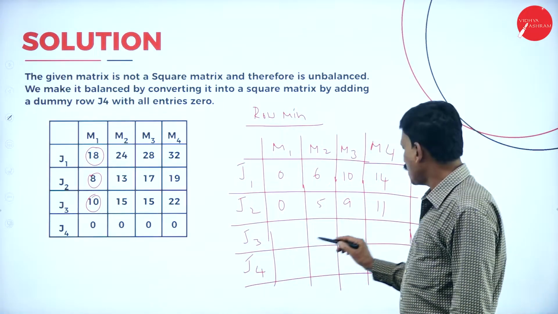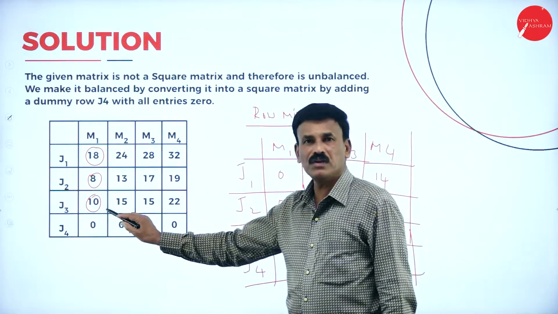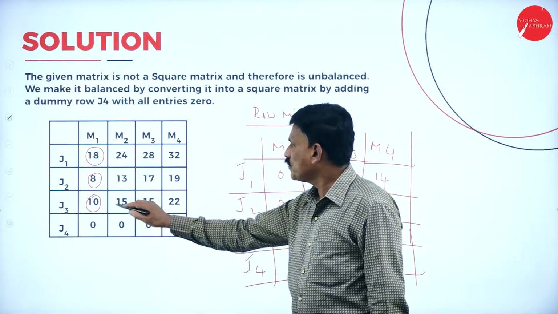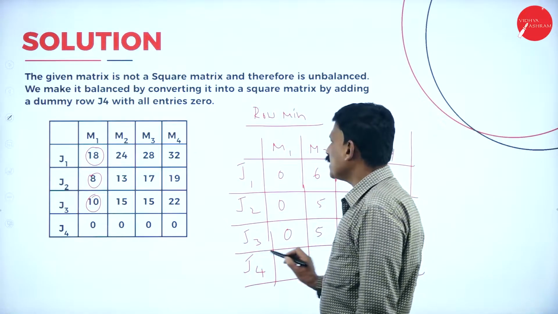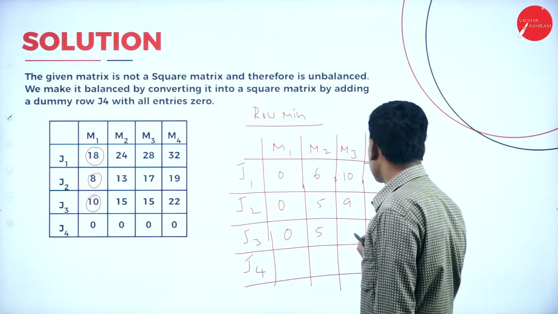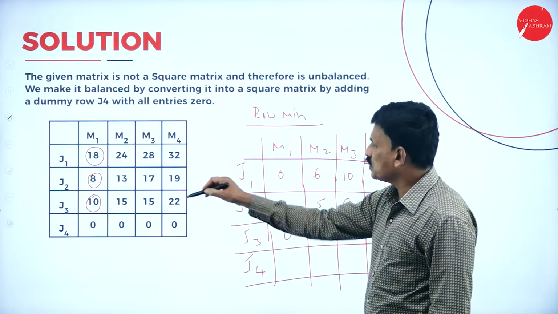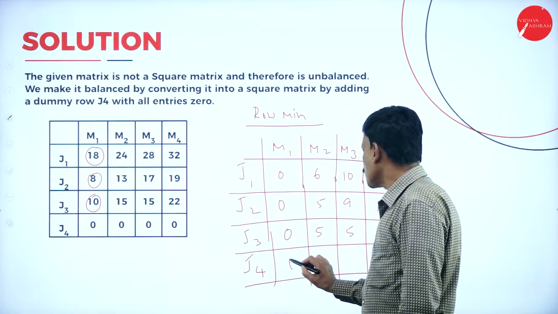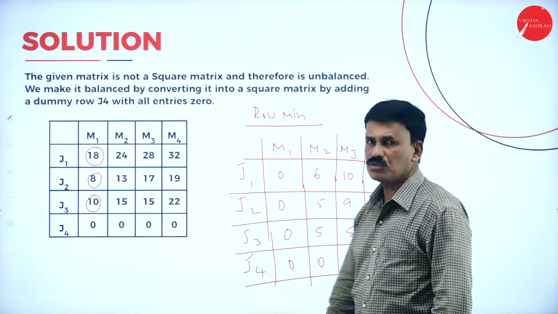Let me go to the last row. In the third row, the minimum value is 10. 10 minus 10 is 0. 15 minus 10 is 5. Again 15 minus 10 is 5. 22 minus 10 is 12. Okay, last element, all the elements are 0, 0, 0 and 0.